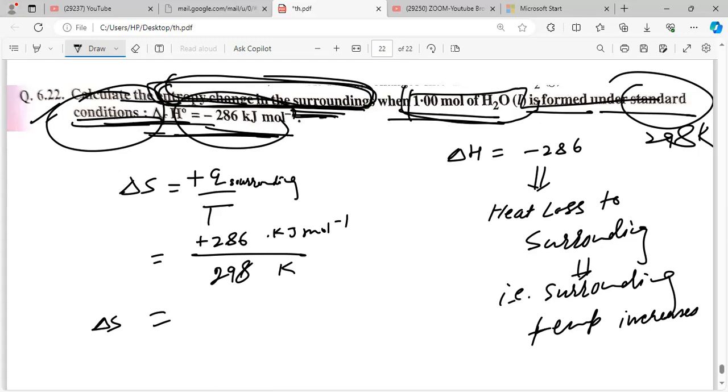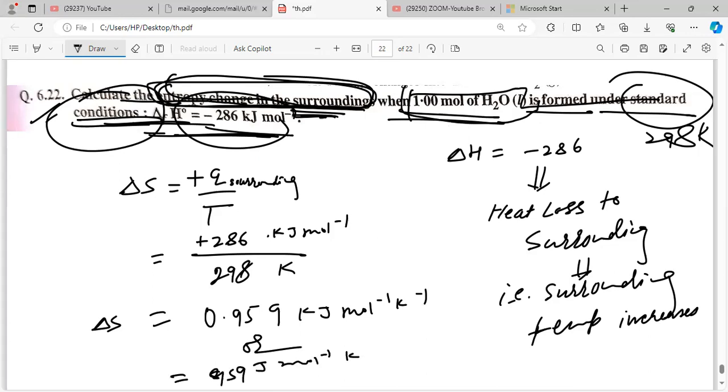Can you do it? 286 divided by 298. It is coming to something like 0.959 kilojoule mole inverse Kelvin inverse. Can you check the answer? Or in joule, you are calculating 959 joule mole inverse Kelvin inverse. So 959.73 joule Kelvin inverse. That is correct, that one is coming.